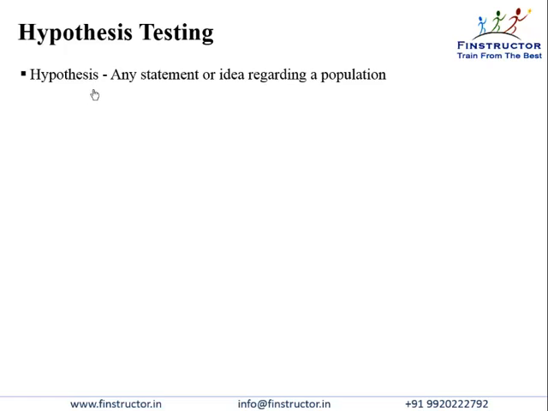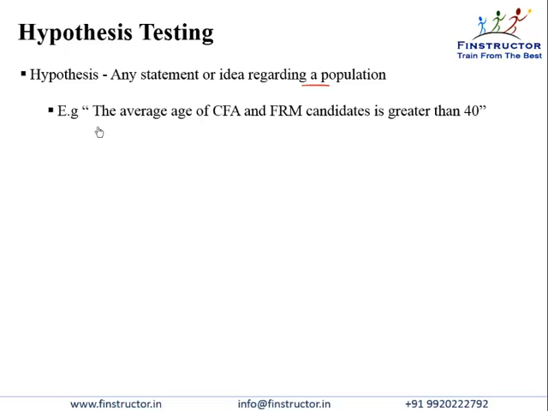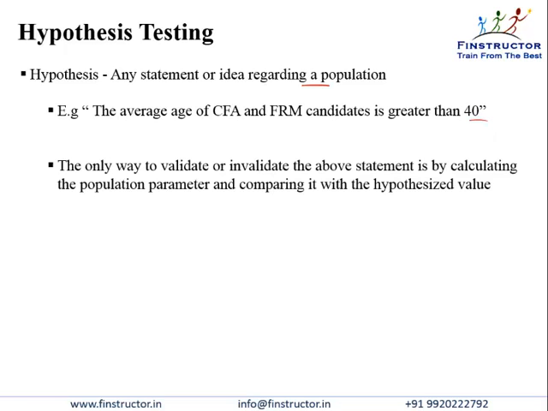So a hypothesis is any statement regarding a population. It's a free world. I can say anything I like. And a hypothesis is any statement that I make about the population. The average age of CFA and FRM candidates is greater than 80 years. Is a hypothesis because it is a statement about the population. It may or may not be true. So if I say that the average age of CFA and FRM candidates is greater than 40, then that is a hypothesis about the population.